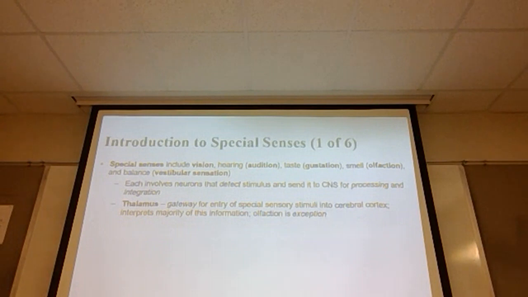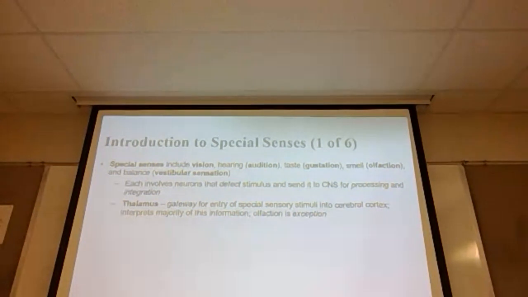The special senses include vision, hearing, taste, and olfaction. Hearing is scientifically referred to as audition. Taste is gustation. Smell is olfaction. And then balance is vestibular sensation. Each one of these involves neurons that detect stimuli and send it to the central nervous system for processing and integration. The gateway for the entry of this information is the thalamus.